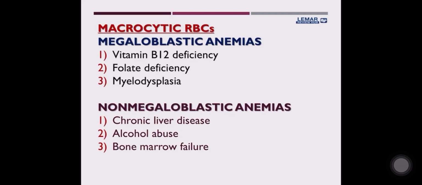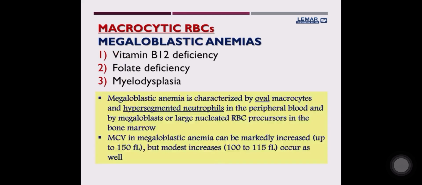Macrocytic RBC: megaloblastic anemia, DNA synthesis is impaired in vitamin B12 deficiency, folate deficiency, myelodysplasia. Non-megaloblastic anemia, DNA synthesis is unimpaired in chronic liver disease, alcohol abuse, bone marrow failure. In megaloblastic anemia, yung mga macrocyte are ovoid or oval. This is one way to differentiate megaloblastic from non-megaloblastic anemia. In non-megaloblastic anemia, yung mga macrocyte are rounded.